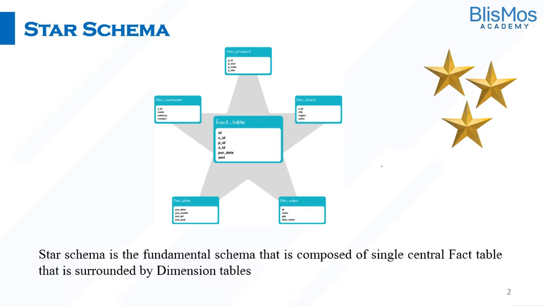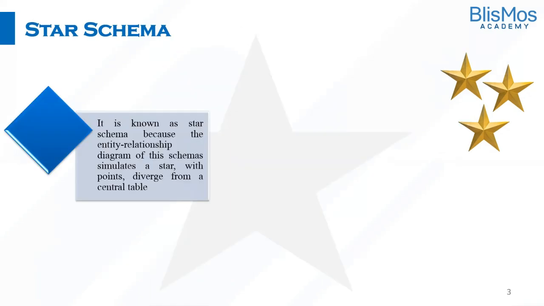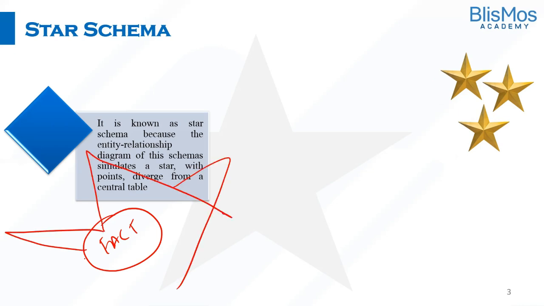Star schema is one of the fundamental schema where we have a single fact table surrounded by dimension tables. That is the star schema. So why do we call this a star schema? If you look at the ER diagram, that is the entity relationship diagram of this schema, it almost looks like a star, almost simulates a star with the fact table in the center and dimension tables around the fact table.